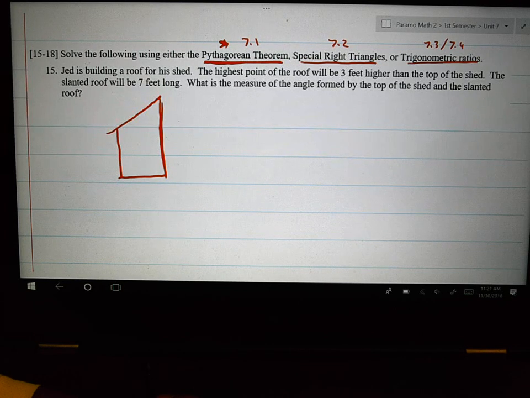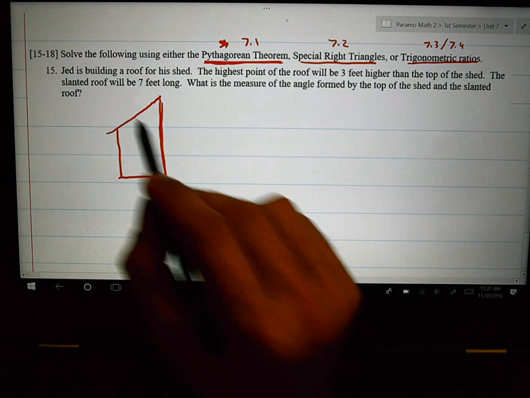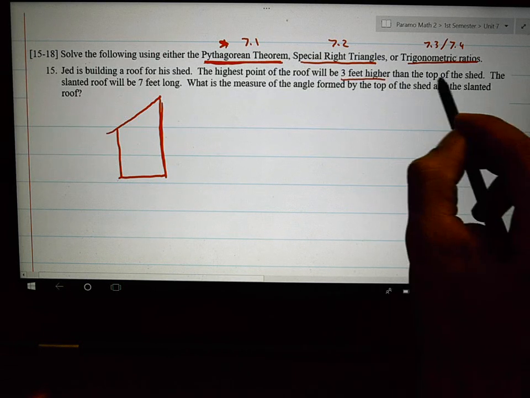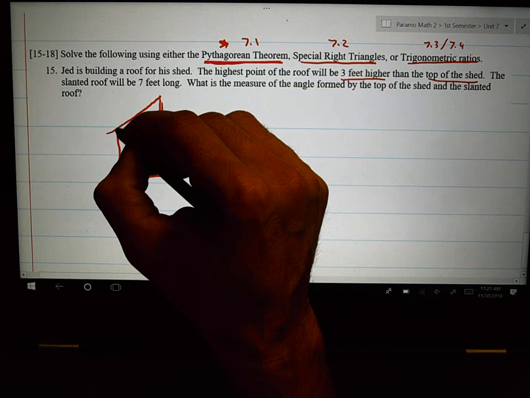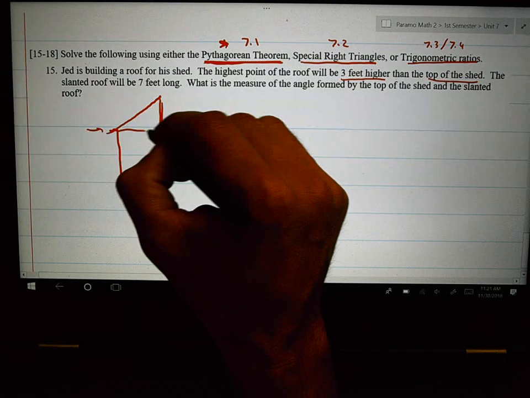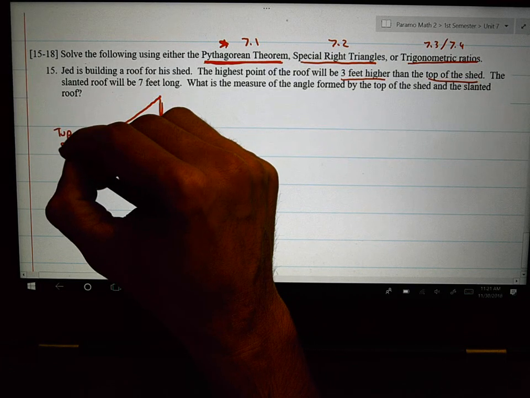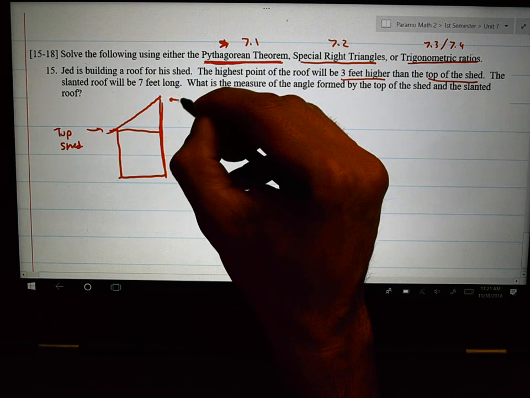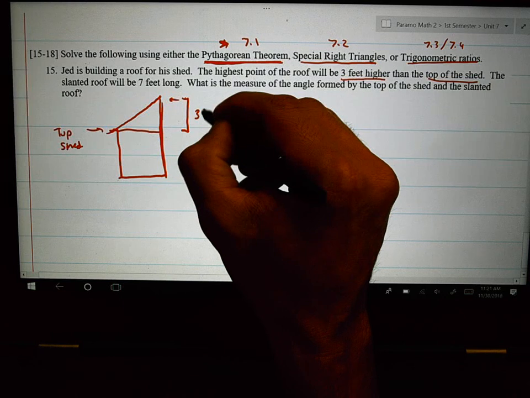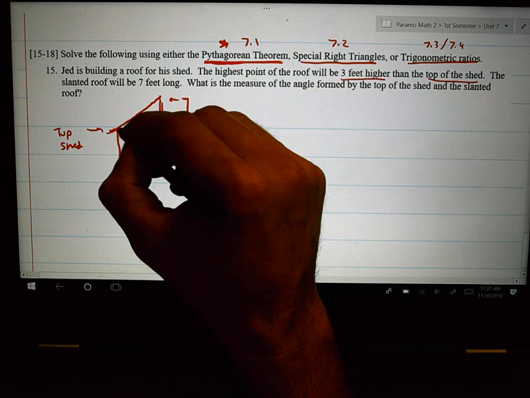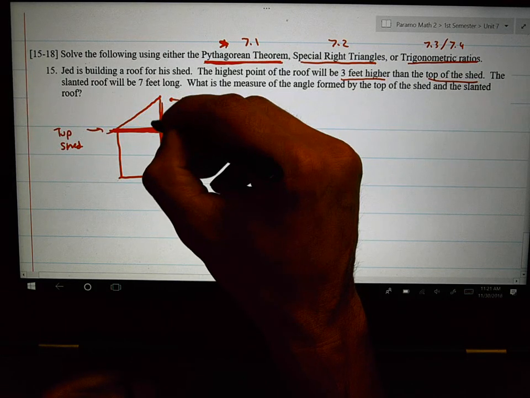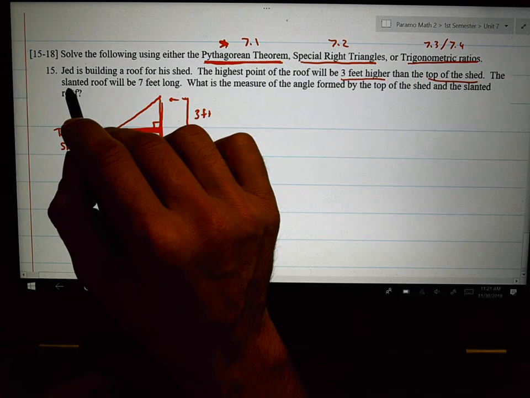Okay? So now what we have is this shed, and it says he's building a roof for his shed, and the highest point of the roof will be 3 feet higher than the top of the shed. So this must be the top of the shed over here. Top of the shed. And this point has to be 3 feet higher than the top of the shed. The slanted roof will be 7 feet long.